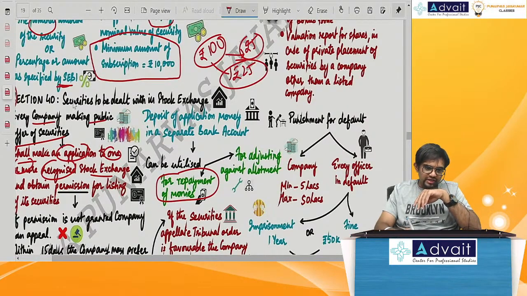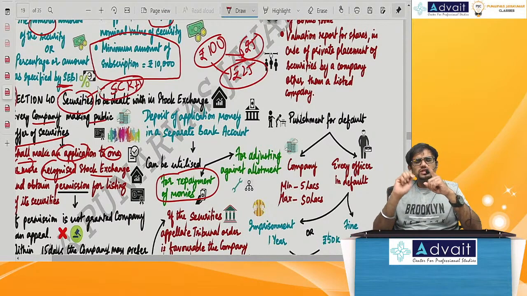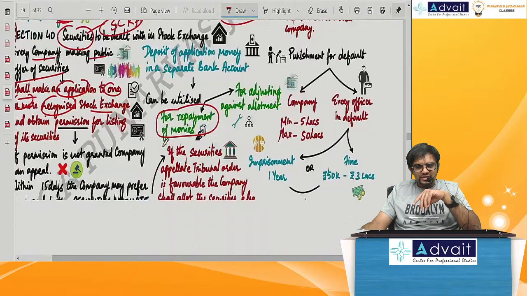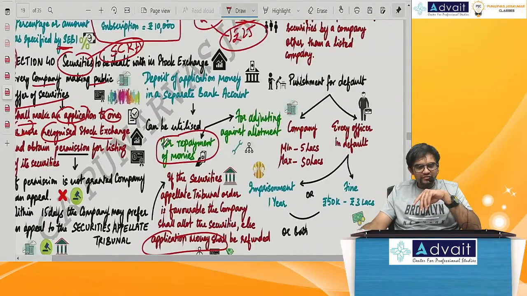The word securities, what is the definition of securities? Anything as per Securities Contract Regulation Act, which includes equity shares, preference shares, then debentures, mutual funds, anything that you can think of will be given in SCRA under securities. So can the company apply to any of the stock exchanges? One of the guys asking a question. Yes, you can apply to any of the stock exchanges. That's what I told you now. That is as per section number 40.